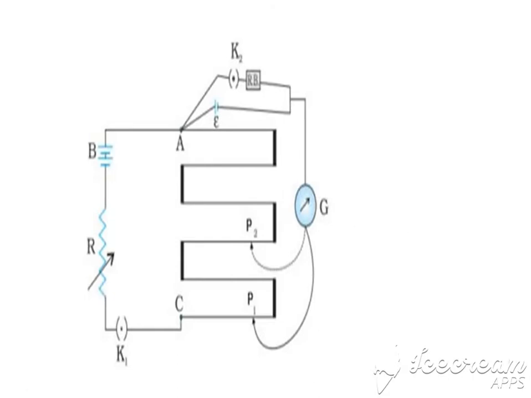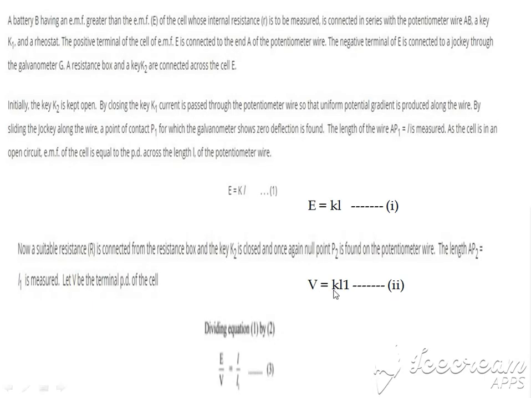At this time, when the circuit is closed, it is not the EMF, it is the potential difference of the cell, that is V. So V is proportional to L1, or V is equal to KL1. This is your equation number 2. Now if you divide both of these equations, you get E by V equal to L by L1. This is your third equation.